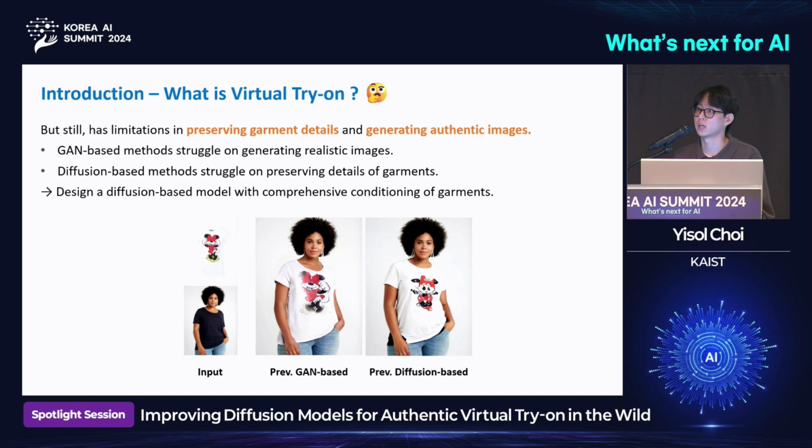Actually, various methods have been proposed in the past to tackle this virtual try-on task, but these methods fail to generate natural-looking images or preserve the fine details of the garments. For example, this is definitely not the Mickey Mouse given in the input garment. So we propose a method for authentic virtual try-on by designing a diffusion-based model with comprehensive garment encoding.